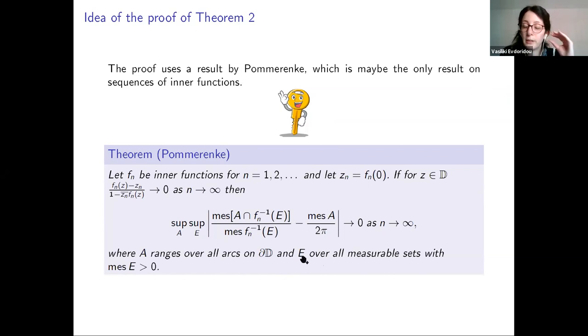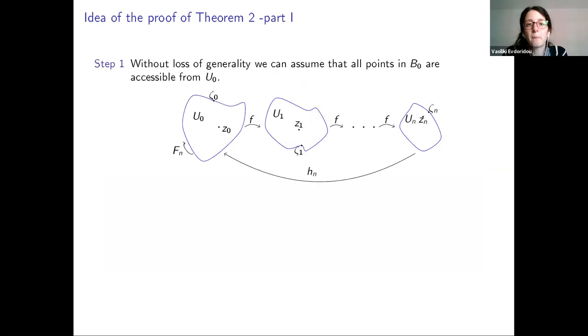But in order to be able to use it, we need, as I said, to transfer our setup to the setup of inner functions and the unit disk. Right. So we start with our sequence of wandering domains U_n. We have our sequence ζ_n on the boundary. We also have an arbitrary sequence z_0, z_1, z_n in U_n. So these are our wandering domains here. And we take h_n to be a univalent function from U_n to U_0, which sends z_n to z_0.